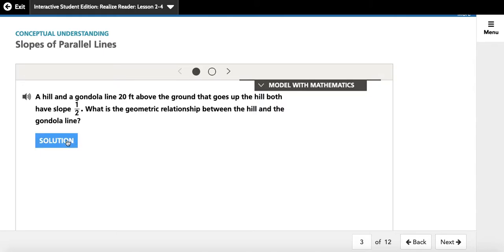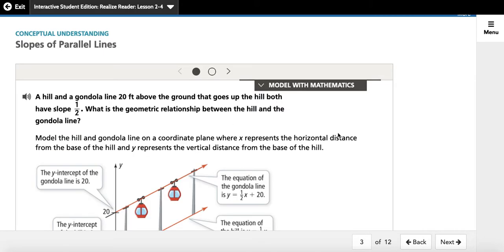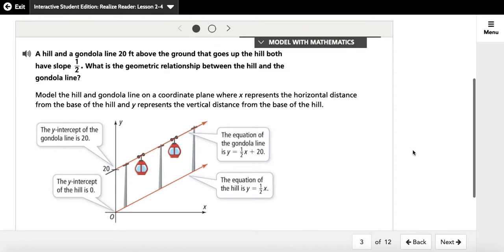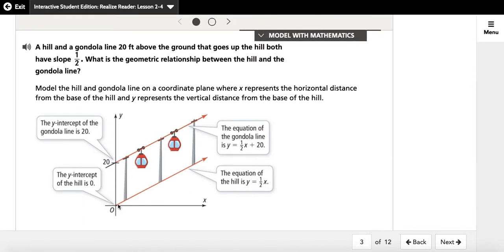Well, they don't give us a drawing of that. The drawing would help out, so here's the drawing. Here's the hill, and if you even put in coordinates like it goes through 0, 0 if you want, here's the hill. The equation of that line would be y equals 1/2 x because it has a slope of a half, which they told us up here.